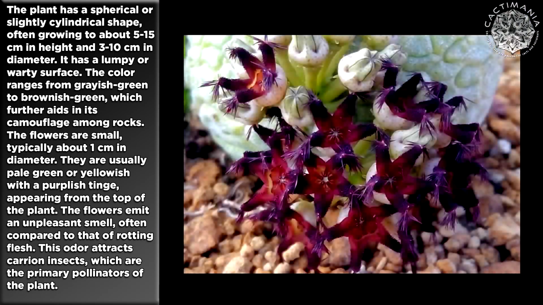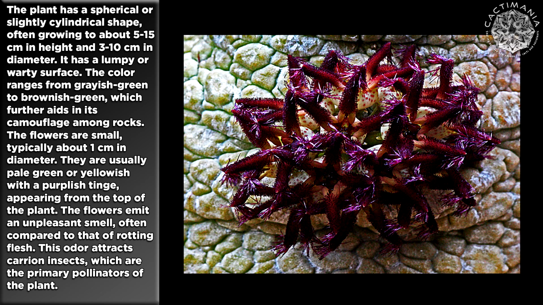The flowers are small, typically about 1 centimeter in diameter. They are usually pale green or yellowish with a purplish tinge, appearing from the top of the plant. The flowers emit an unpleasant smell, often compared to that of rotting flesh. This odor attracts carrion insects, which are the primary pollinators of the plant.